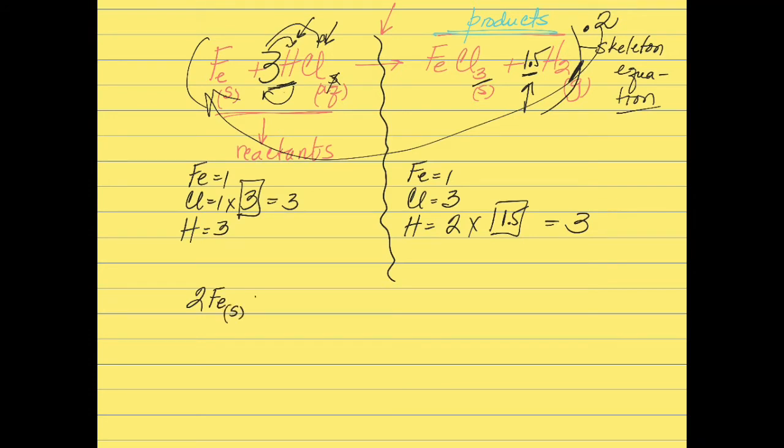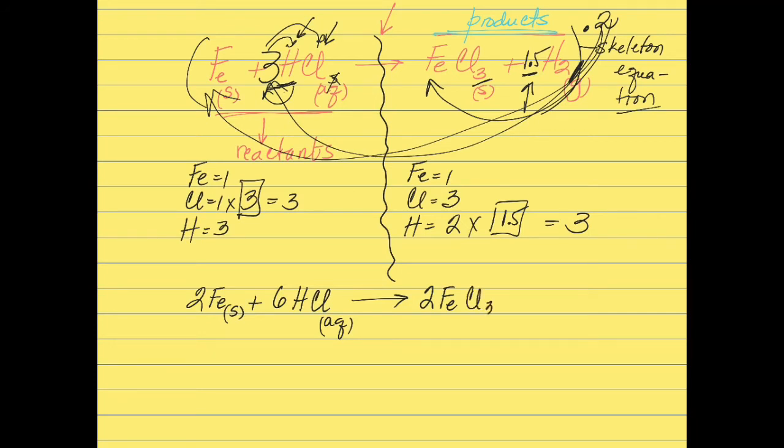2 items that are solid plus 2 multiplied by 3, 6 hydrochloric acid aqueous, giving me the 2 that multiply this, 2 iron 3 chloride solid plus 2 multiplied by 1.5, 3 hydrogen molecules in the form of gas. And that's your balanced chemical equation.